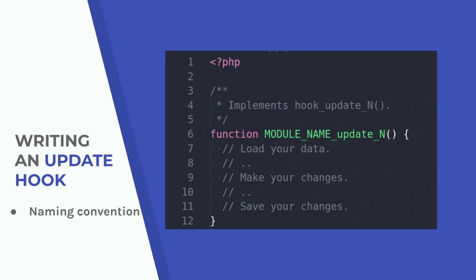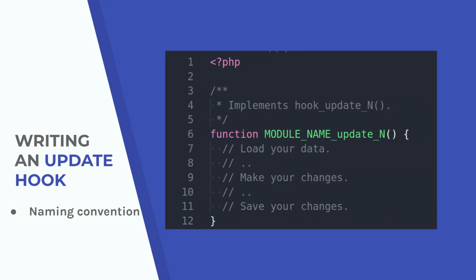Here's a simple update hook. The general idea with an update hook is that it's going to be the module name _update and then a number. The number usually starts with the main Drupal version that you have. So for example, if you're doing Drupal 10, you'd start the number with 10.0.0.1, for example. If it's Drupal 11, you do 11.0.0.1.